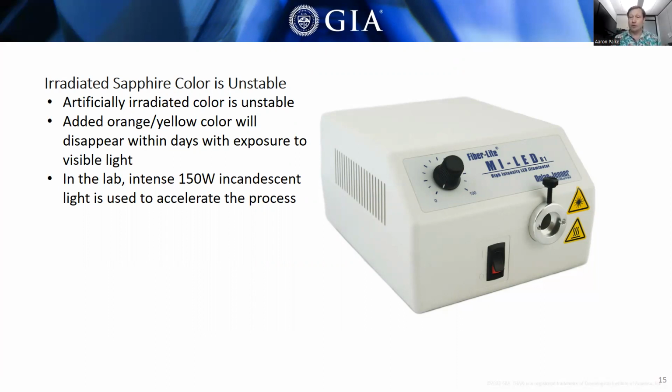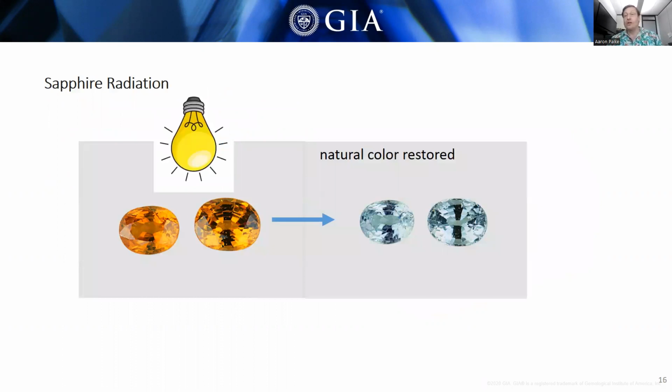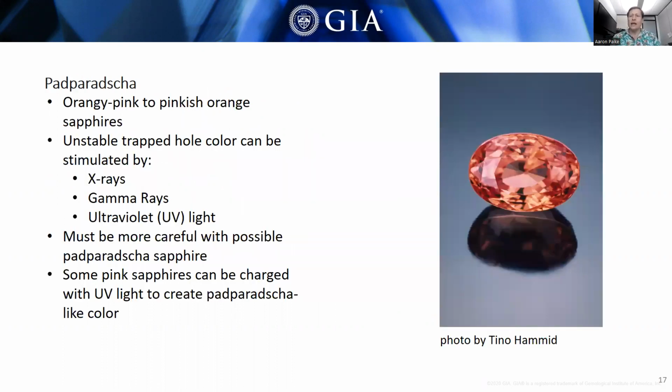And the visible light in this fiber optic source can take out that unstable coloration and bring the stone back to its original color. So that's shown schematically here. We took our artificially irradiated sapphire, we shone a bright light on it, and it came back to its natural color. Now, this is not so much of a problem for yellow sapphires. We don't see this very often anymore.